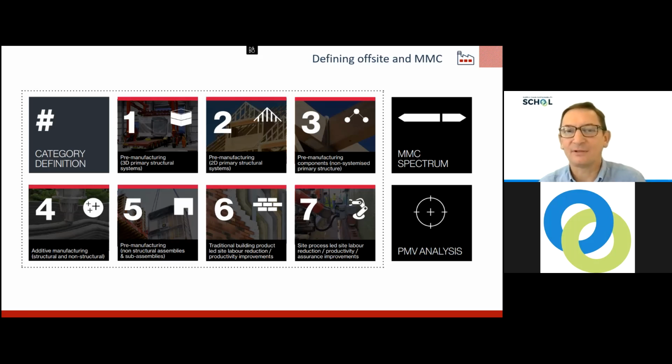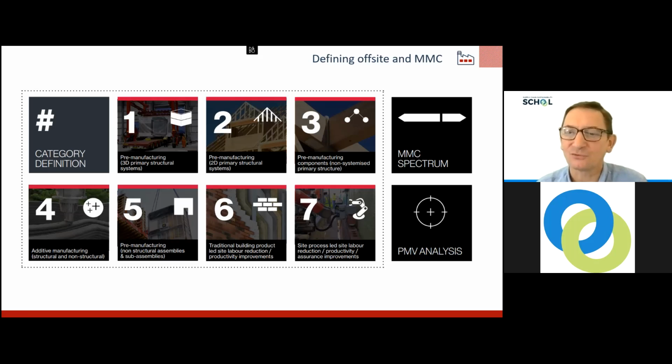And when we get on to levels 6 and 7, we're talking about how we might use, at its extreme, robots to assemble on site, but also lean construction techniques. So we have this modern methods of construction spectrum that you see on the screen in front of you on the top right-hand side. And 1 to 5 is offsite, 6 and 7 is on-site process improvements.